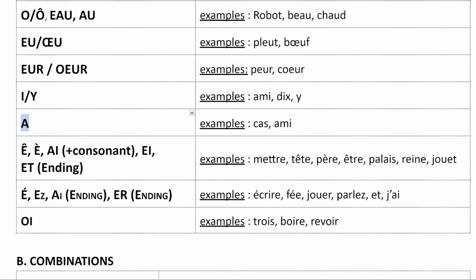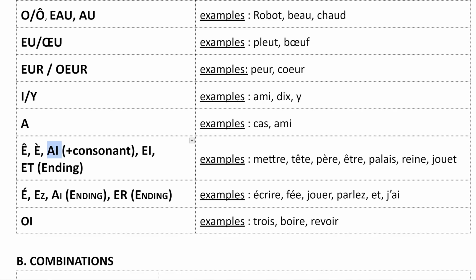Next one is this vowel over here, the letter A. It's pronounced A in French. A. Open mouth. Next, these ones are all very, very, very similar, and so they're grouped together. They pretty much all make the sound E.